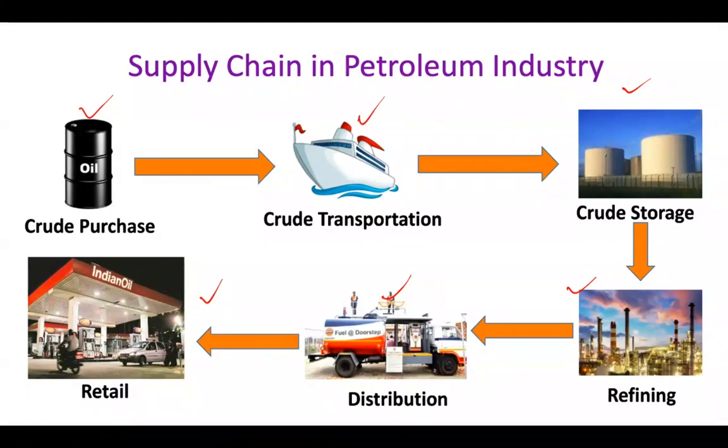Now consider these are in the network of the petroleum industry. If you talk about these networks, we can represent them as nodes. For every node, we can write that node 1 is connected to node 2.